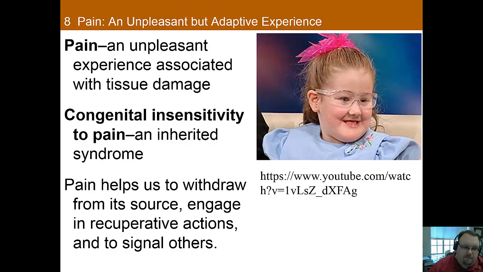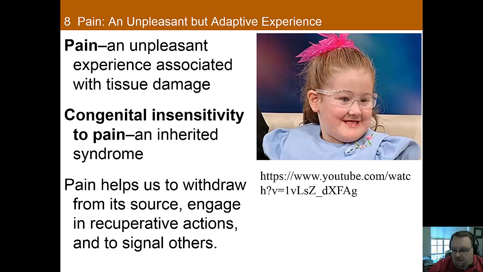So pain is obviously an unpleasant experience that's associated with tissue damage, but there are actually people that have this congenital insensitivity to pain, which is an inherited syndrome where they don't feel pain. And on one hand, this sounds great. This sounds like something everyone would want to have.